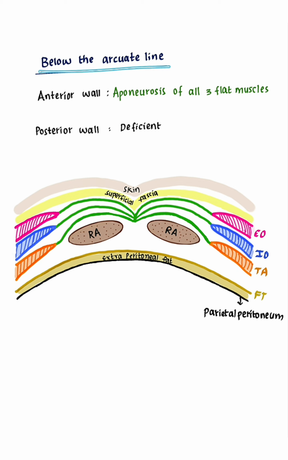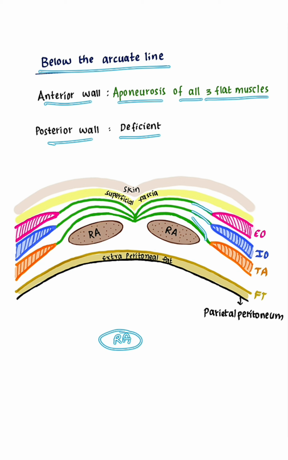Below the arcuate line, the anterior wall is formed by aponeurosis of all three flat muscles: aponeurosis of external oblique, internal oblique and transversus abdominis muscle. Posterior wall is deficient.